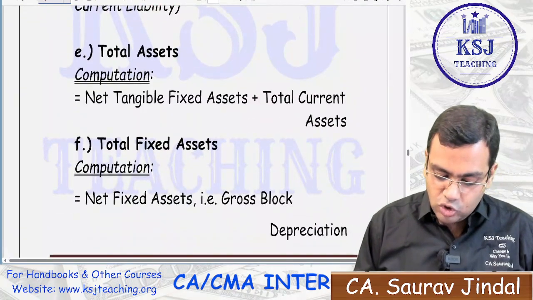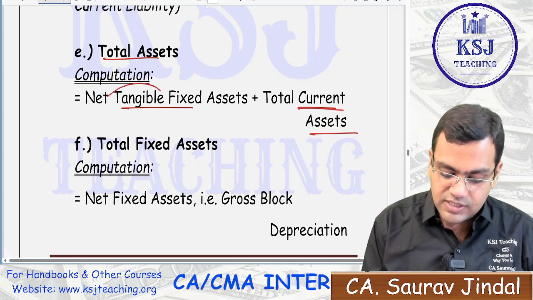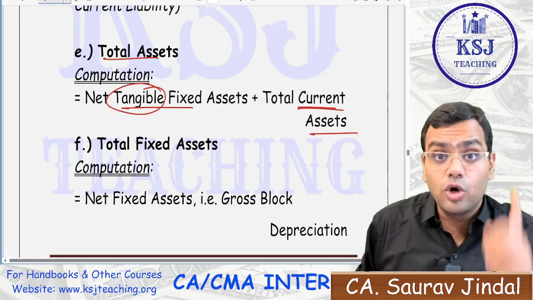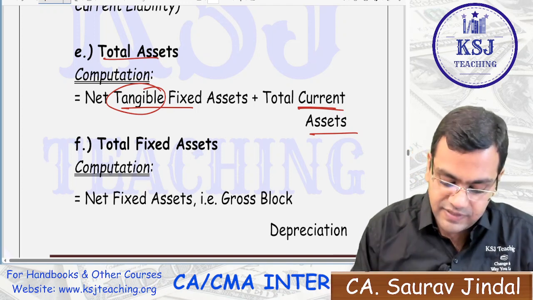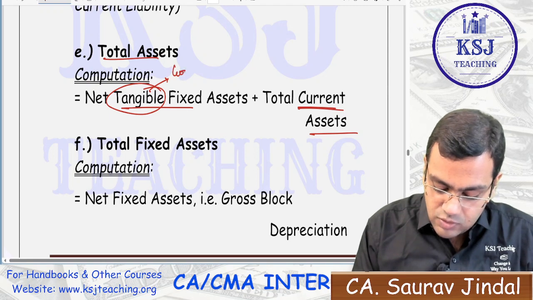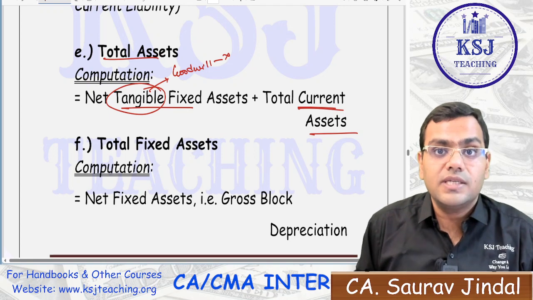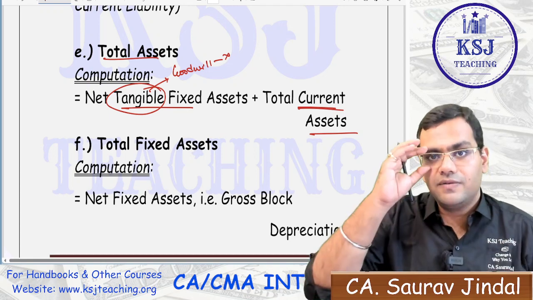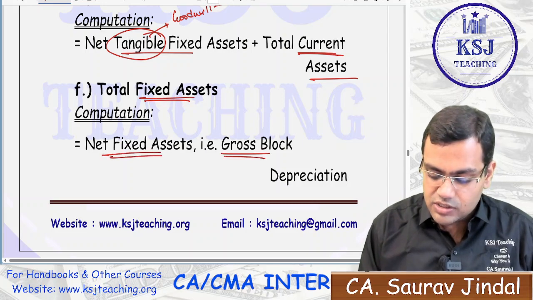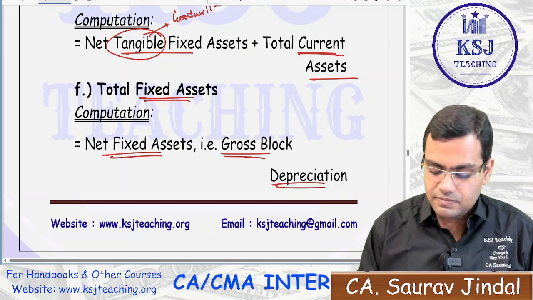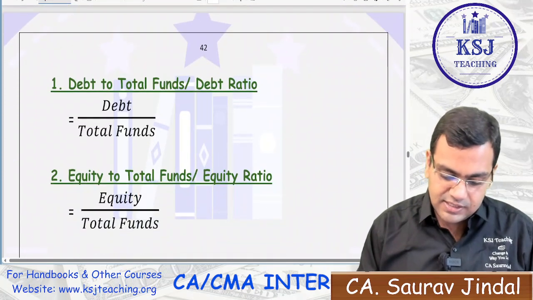Moving on. Total assets, that is net tangible fixed assets plus total current assets. Here the word used is tangible fixed assets. If there is goodwill, that is not to be considered as a fixed asset because that is not a tangible fixed asset, right? What you have to consider is only and only the tangible part of the fixed assets, right? Net fixed assets is the gross block minus depreciation, right?